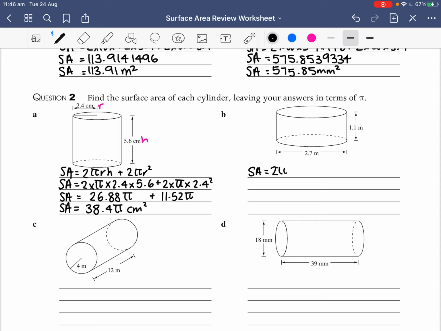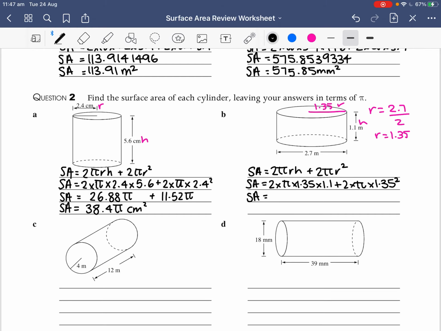For B, we use our surface area formula, so surface area equals 2 pi rh plus 2 pi r squared. We have a diameter here, so we need to find the radius. So our radius is 2.7 divided by 2, which is equal to 1.35. So 1.35 is our radius, and we have our height of 1.1. So our surface area equals 2 times pi times 1.35 times 1.1 plus 2 times pi times 1.35 squared.